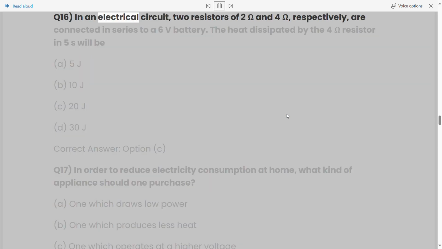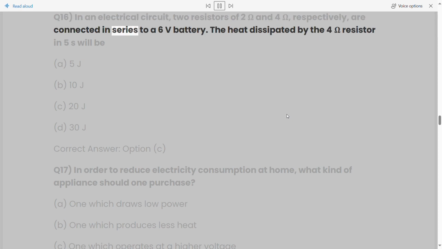Q16. In an electrical circuit, two resistors of 2 ohms and 4 ohms, respectively, are connected in series to a 6V battery. The heat dissipated by the 4 ohms resistor in 5 s will be A. 5 joules, B. 10 joules, C. 20 joules, D. 30 joules. Correct answer option C.